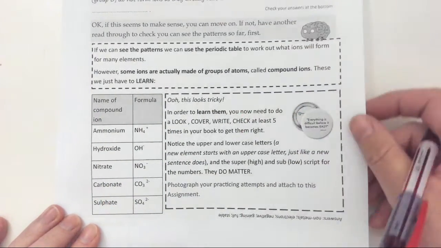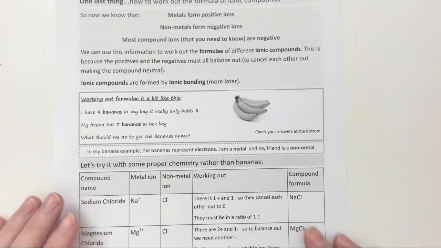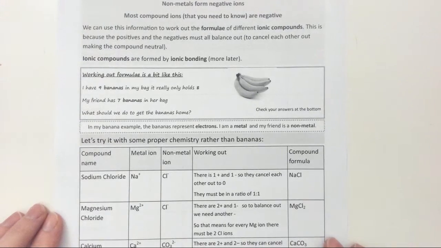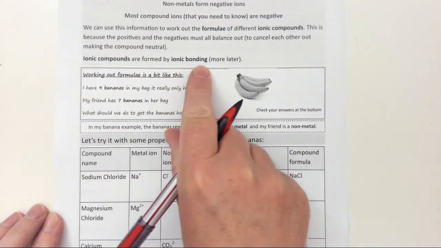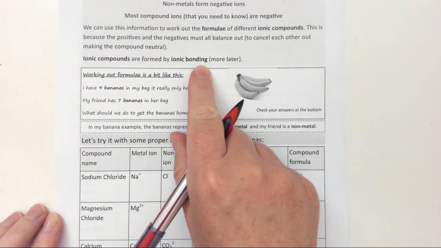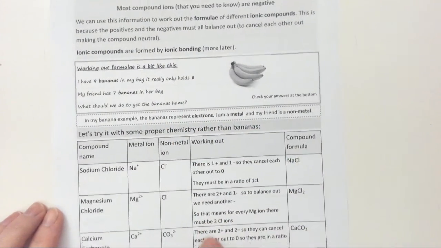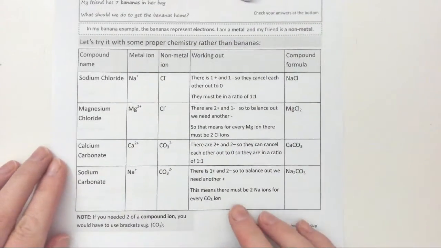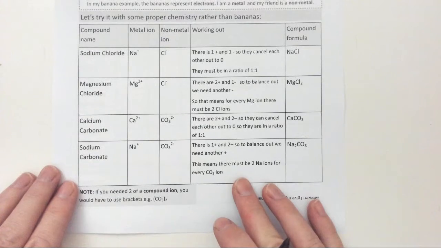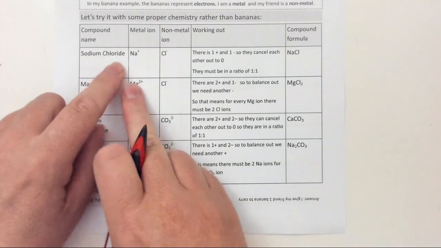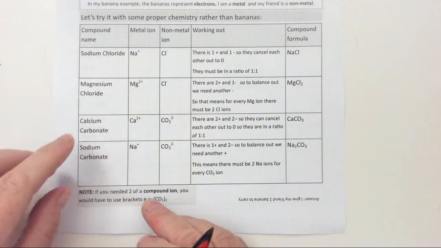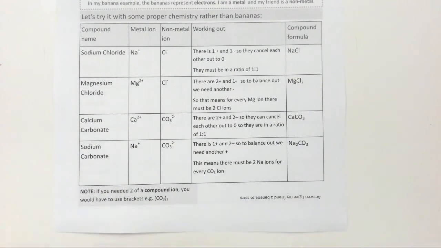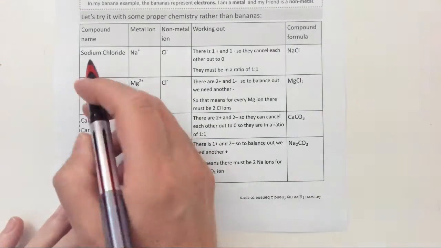All of this together means that we're able then to work out the formula of particular compounds. Only ionic compounds, and they're ones that are formed by ionic bonding, and ionic bonding is something you'll probably do next. So I've given you a few examples, hopefully my banana example made sense. If we want to work out what the formula of sodium chloride is, the way we go about it is we'd look on the periodic table of the elements if we didn't know anything about sodium or chlorine.